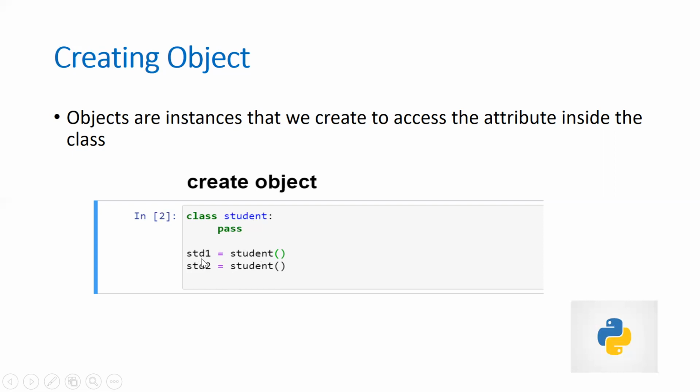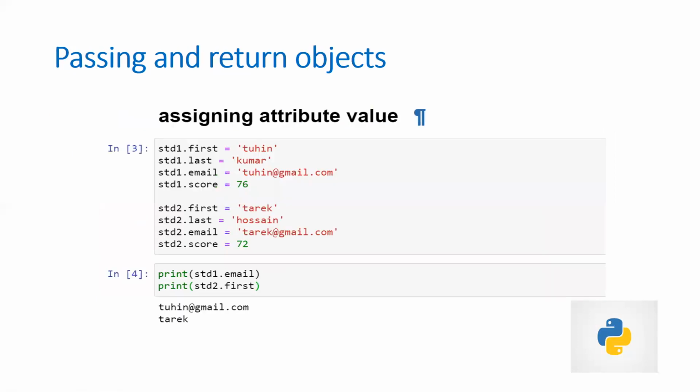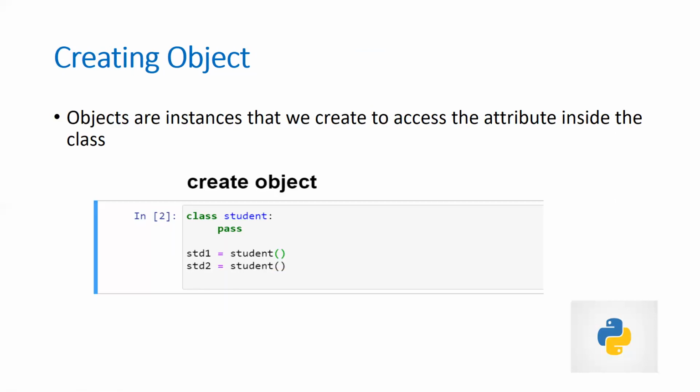Next, I want to create another object, std2. So I am calling the same class again. So these are the two objects under this class, but I did not create them inside this class. So that's how we can create a class. Now, all the things I am showing you is a manual process to create a class, to create instances, to create objects.